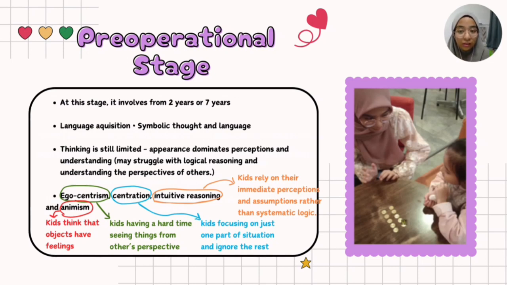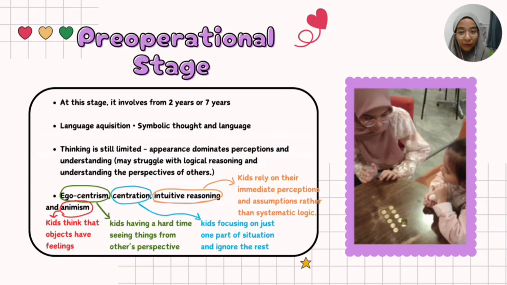Here are some key features of the pre-operational stage. The first one is egocentrism. Egocentrism refers to the child's inability to see the world from perspectives other than their own. They struggle to understand that others may have different thoughts, feelings, or viewpoints. This egocentric thinking is especially evident in their communication and interaction with others. They might be shy with people other than their family or someone they know.